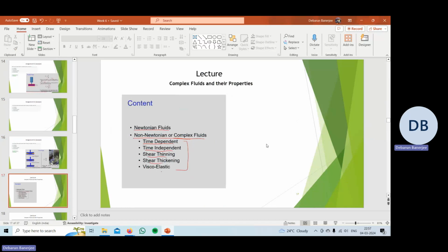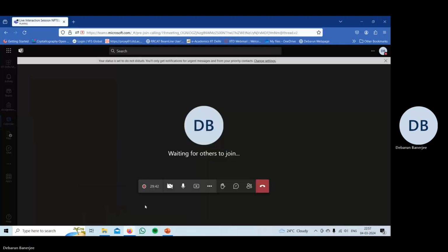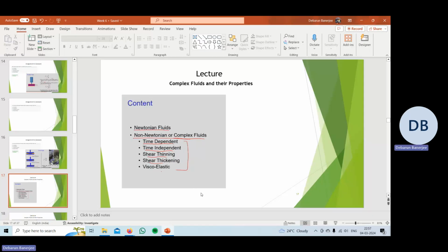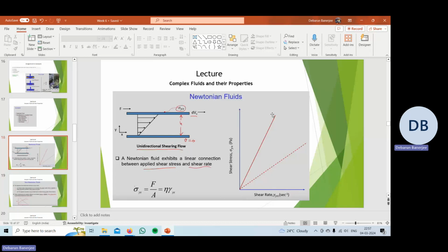In the other lectures we discussed some complex fluids, some case studies and their properties. The different fluids include Newtonian fluids and non-Newtonian or complex fluids, which include time independent, shear thinning and shear thickening fluids, and viscoelastic fluids. A Newtonian fluid exhibits a linear correlation between applied shear stress and shear rate.